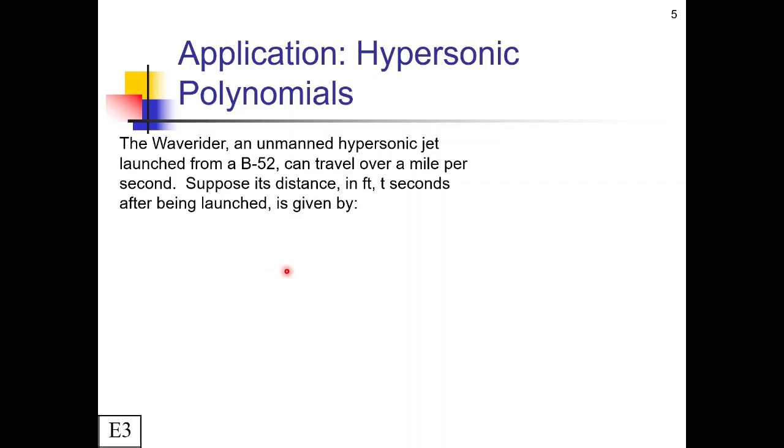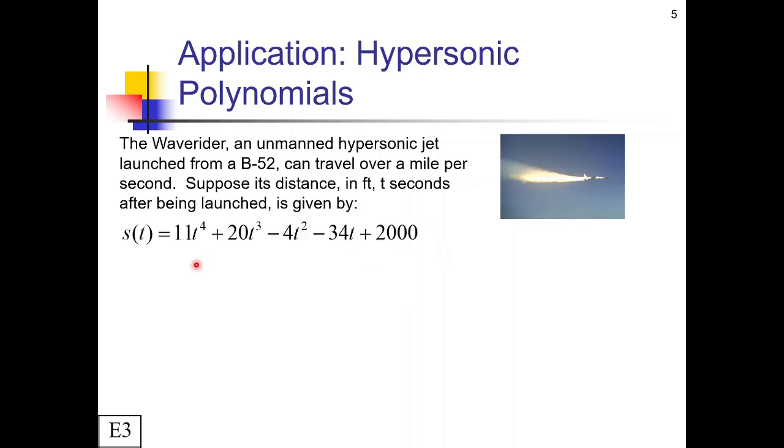So now that we've gotten the power rule down, we're going to take it for a test drive on something a little bit bigger and faster, namely the Wave Rider, which is an unmanned hypersonic jet launched from a B-52, and it can travel over a mile per second, pretty quick. Now let's suppose that the distance of this Wave Rider in feet, t seconds after being launched, is given by this s of t formula.